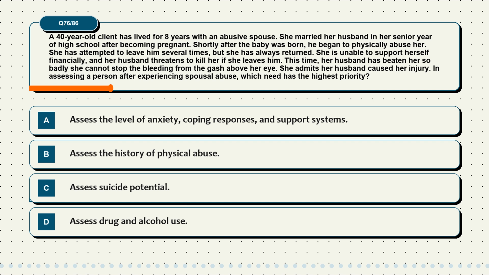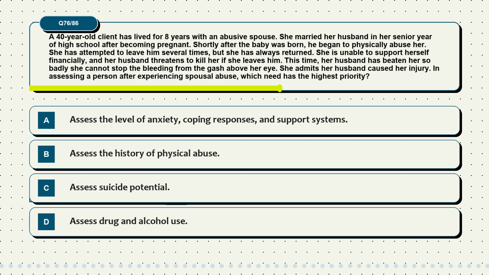Shortly after the baby was born, he began to physically abuse her. She has attempted to leave him several times, but she has always returned. She is unable to support herself financially, and her husband threatens to kill her if she leaves him. This time, her husband has beaten her so badly she cannot stop the bleeding from the gash above her eye. She admits her husband caused her injury.